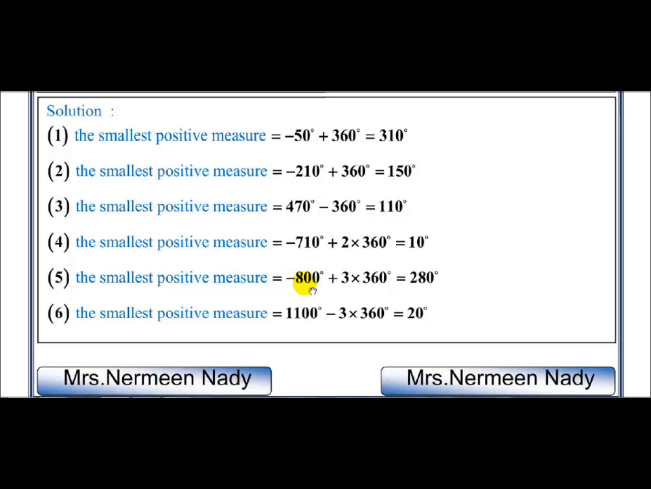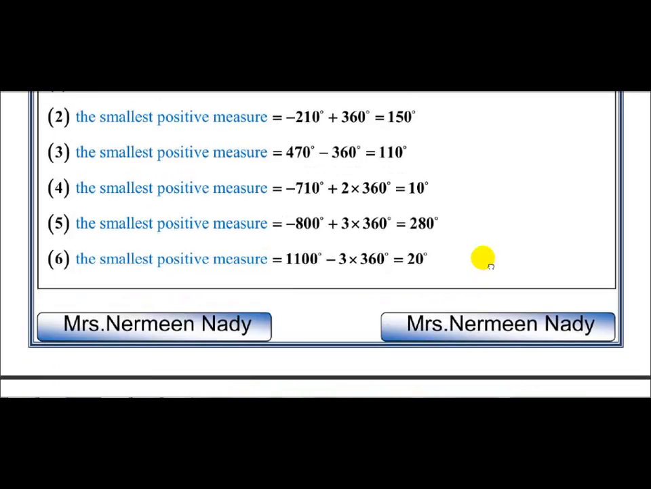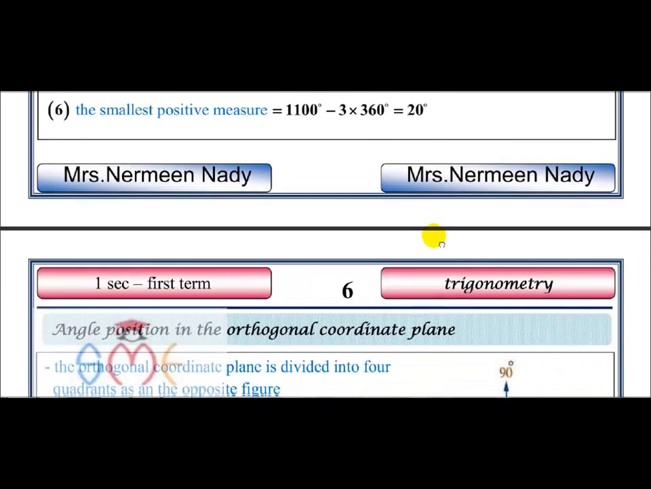Next, negative 800. If you add 360, you get a large number. Another 360, a third 360, and then we add 3 times 360. Okay? 1110. You can try it by subtracting 360, a second 360, a third 360 to get the smallest positive answer.